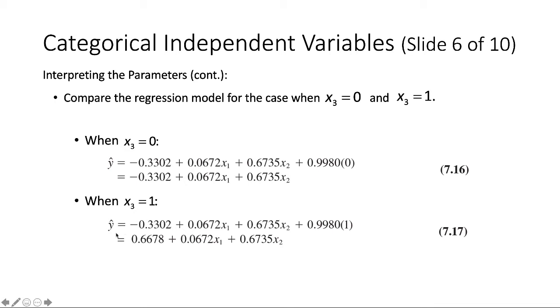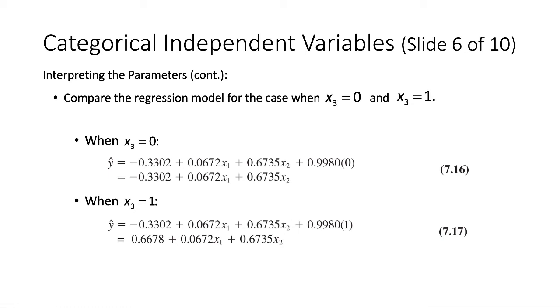So when x3 equals 1, notice that the intercept actually changed a little bit, because we have the value 1 in here that adds the 0.9980 to the intercept. So then the equation becomes y equals 0.6678 plus 0.0672 multiplied by x1 plus 0.6735 multiplied by x2. So this portion is the same between the two equations. The difference is in the intercept, and that difference is 0.9980, which is the coefficient for the highway categorical variable.